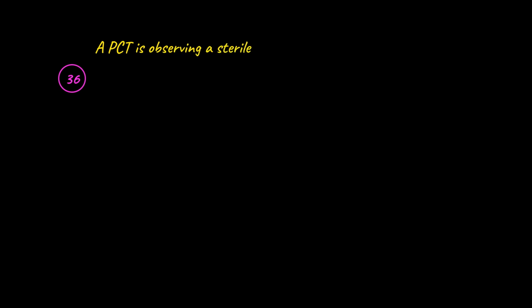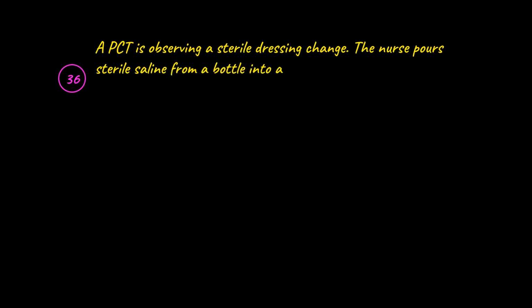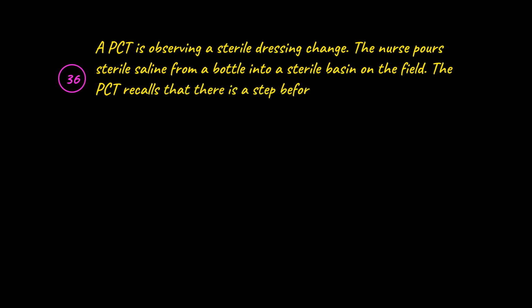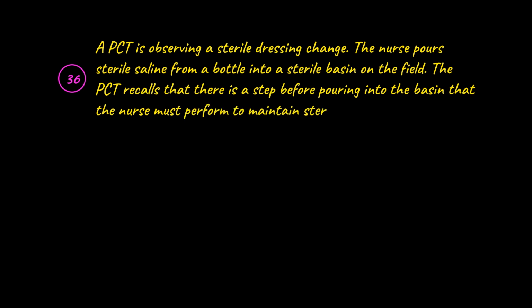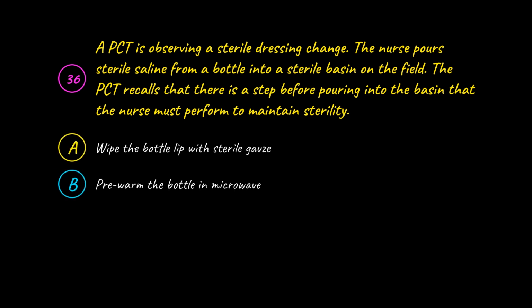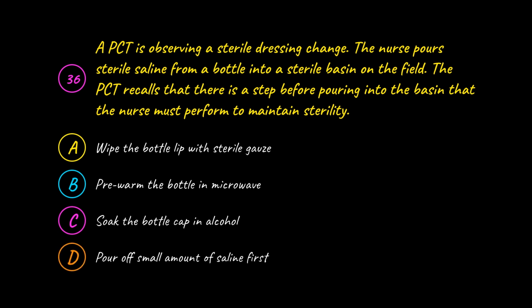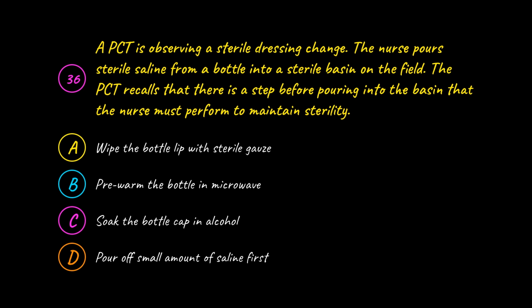Question 36. A PCT is observing a sterile dressing change. The nurse pours sterile saline from a bottle into a sterile basin on the field. The PCT recalls that there is a step before pouring into the basin that the nurse must perform to maintain sterility. Your options are: A. Wipe the bottle lip with sterile gauze. B. Pre-warm the bottle in microwave. C. Soak the bottle cap in alcohol. D. Pour off small amount of saline first. What's your answer? Commit to one before I continue.